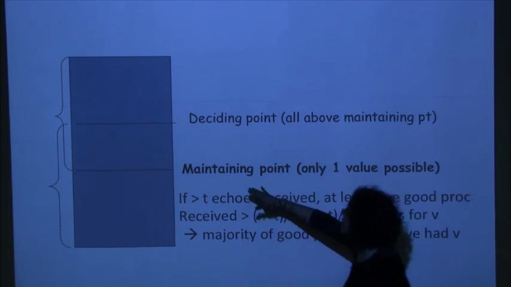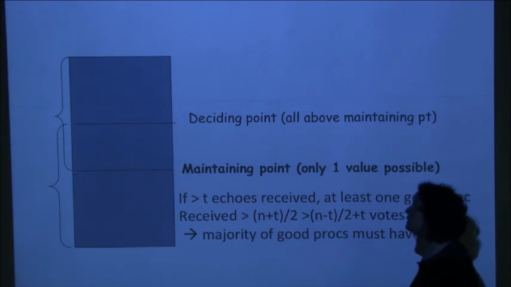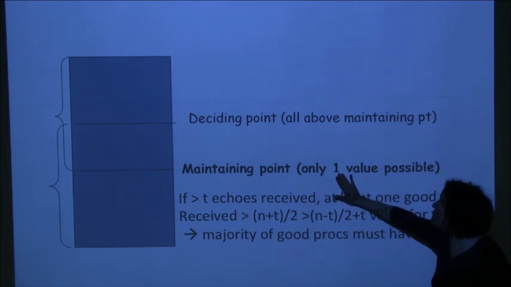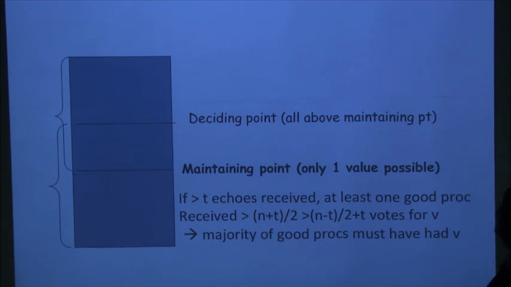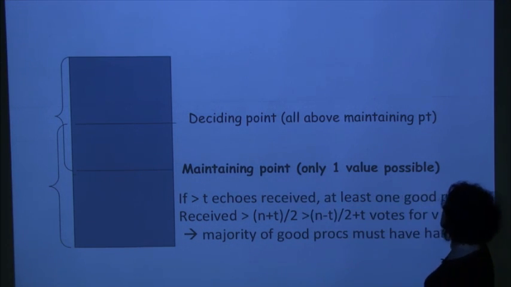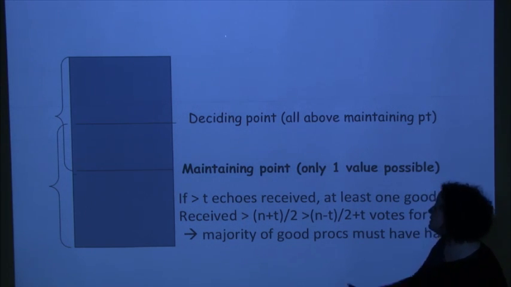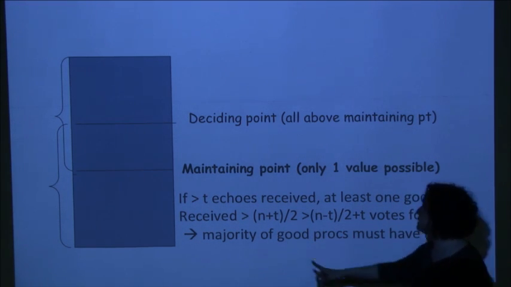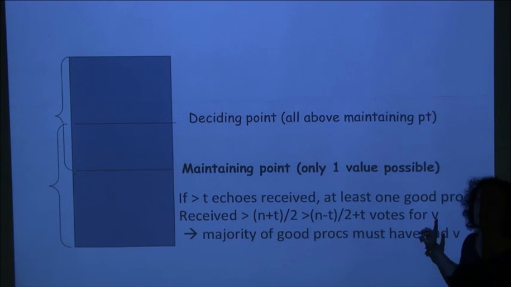There are two points, as I mentioned. When you have a lot of these echoes all agreeing on the same bit, that's your deciding point. Now there's another threshold, which is the maintaining point. There's only one value possible for that maintaining point because you needed a majority of the good processors to agree on a bit. It's not hard to show. If you receive greater than t echoes with the same bit, at least one good processor sent it. That means that good processor received more than n plus t over 2 votes for that value v, which means a majority of good processors had v. That means there's only one possible vote like that. There can't be another one.